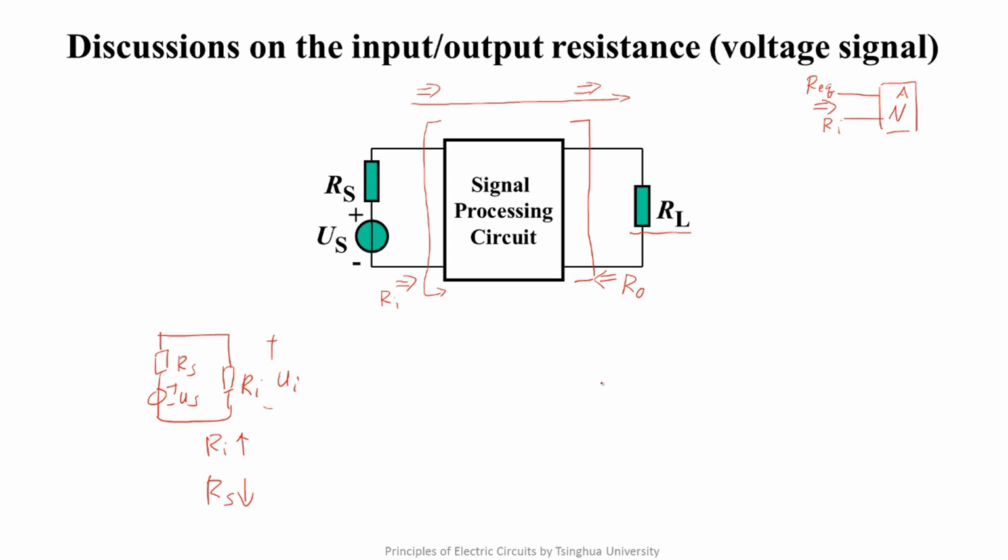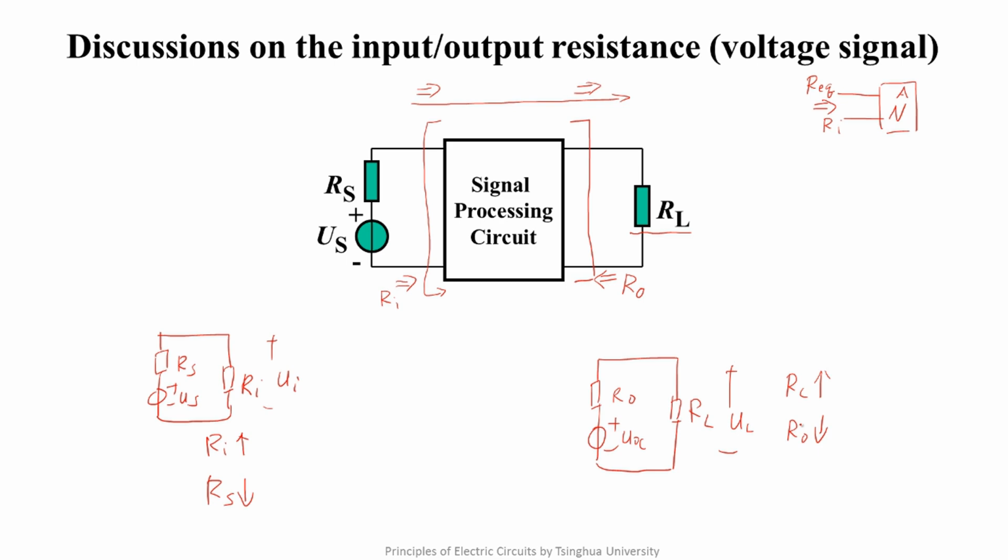Seen from the load toward the left, the circuit with the signal source and the signal processing circuit can be equivalent to a Thevenin circuit. You are familiar with the circuit? In order to get the maximum output voltage, RL should be as large as possible. Furthermore, we can also make RO as small as possible to provide the larger voltage for the load.